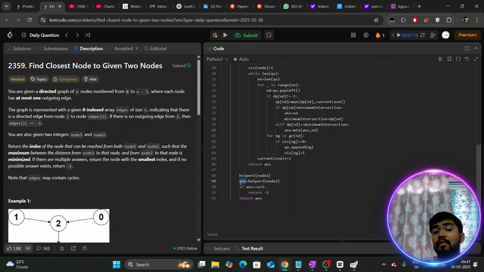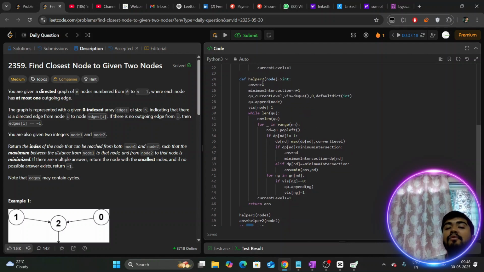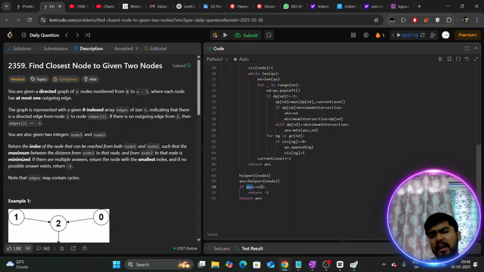Now there is the -1 case, which you guys remember. That means we did not encounter any party point where both friends can reach. In that case my answer is still holding n plus 1, because I declared my answer as a non-reachable node, a node that does not exist in my given graph. If my answer is holding that value, it means this particular line has never executed, so we can return -1. If not, we can return the answer.